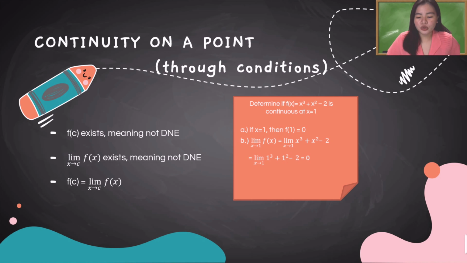And then substitute 1 for x, so the result will be the limit of 1 cubed plus 1 squared minus 2 as x approaches 1, which is equal to 0. Since the first two conditions are equal to one another, we can say that the function is continuous at x equals 1. In real-life scenarios, continuous functions, believe it or not, are all sorts of useful.